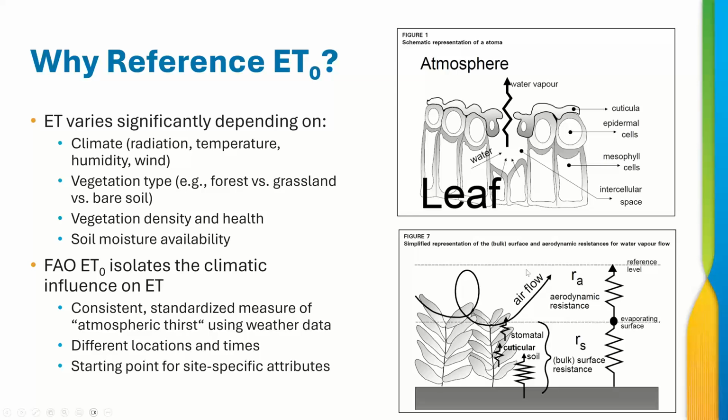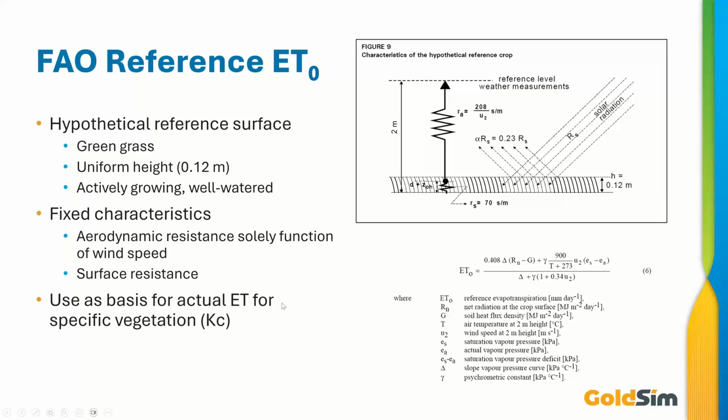Okay. So anyway, by isolating this ET for a standard hypothetical situation, we're able to then calculate ET or estimate ET for areas where those characteristics are varied from the standard. So let's talk a little bit about the standard. The standard is green grass that has a uniform height of 0.12 meters. So it's really exact, in this kind of lab type environment.